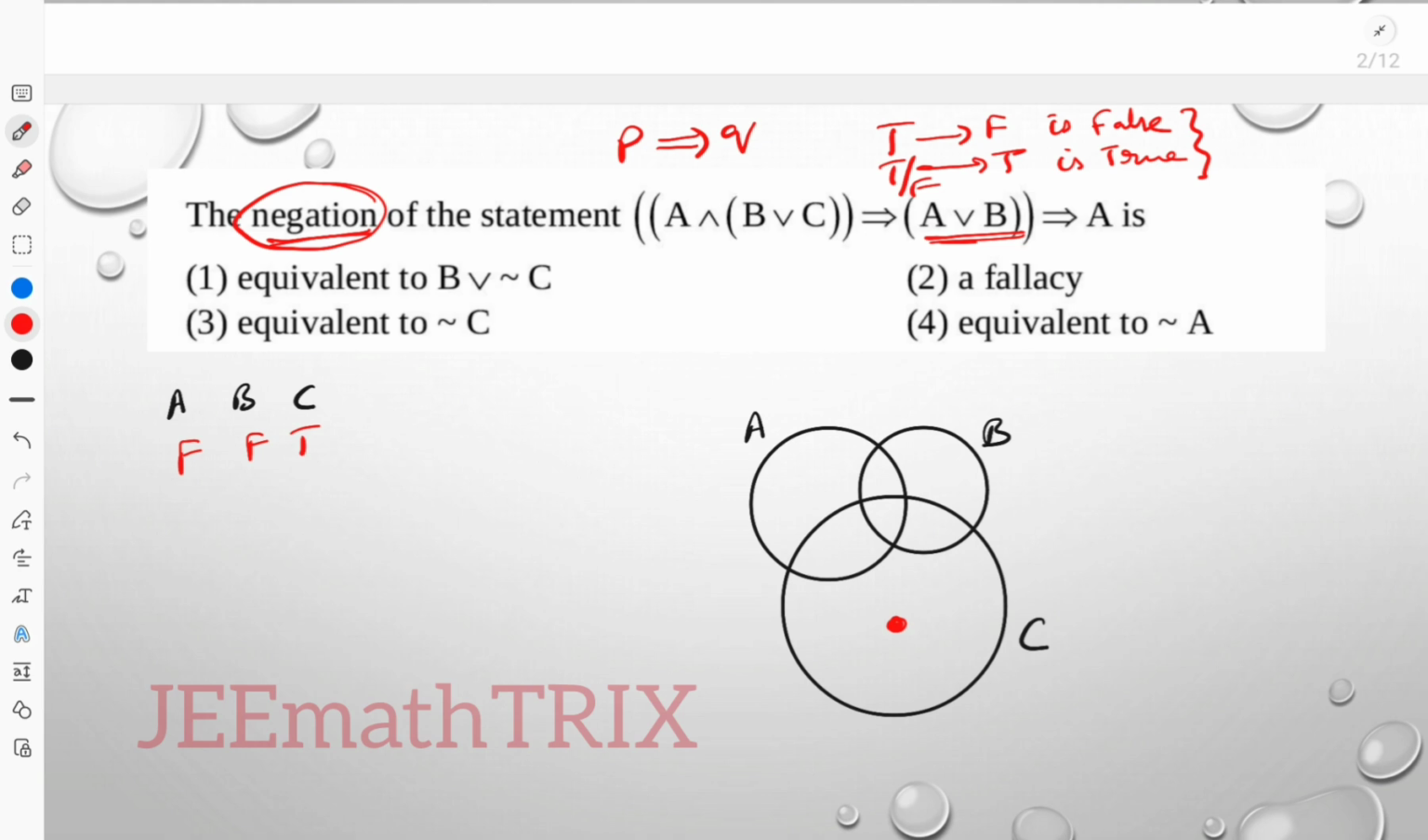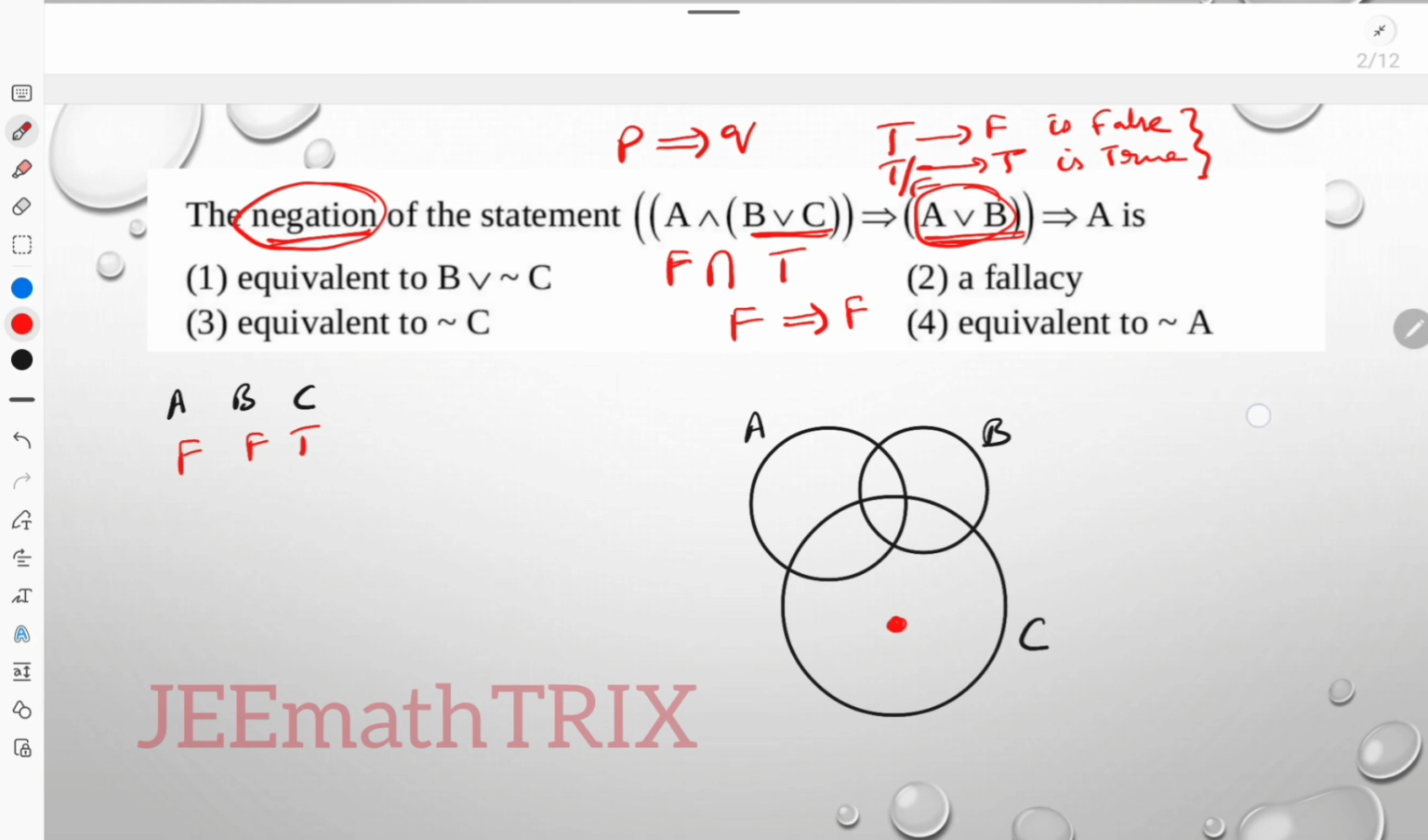Now the point is in C. So for B or C, B union C: does the point belong to B union C? Yes, so it is true. And does the point belong to A? No, so A is false. False intersection true will be false only. So false implies A or B. Does the point belong to A union B? No, so it is false.